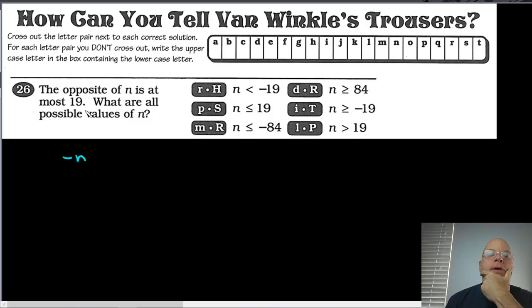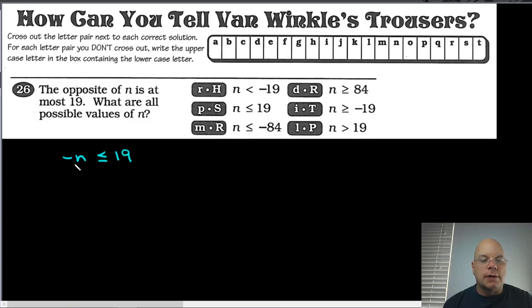The most it could be is 19. Does that mean it could be 19? Yes, at most it could be 19. So it could equal 19. If the most it can be is 19, it could also be some number less than 19. So the opposite of n is less than or equal to 19.